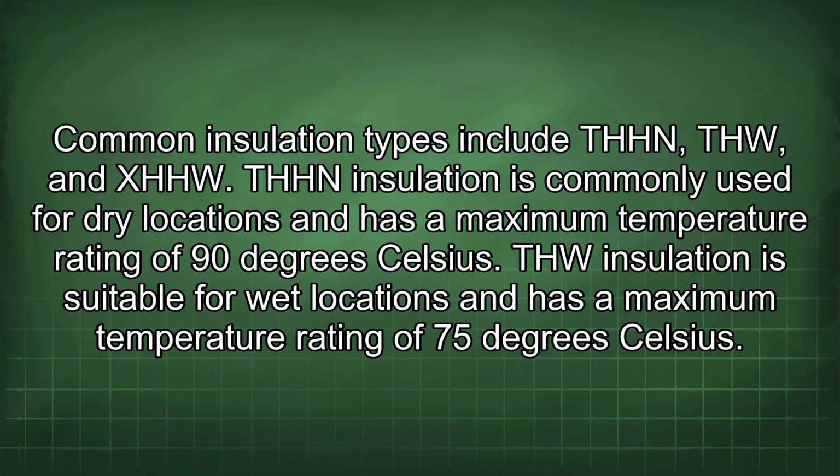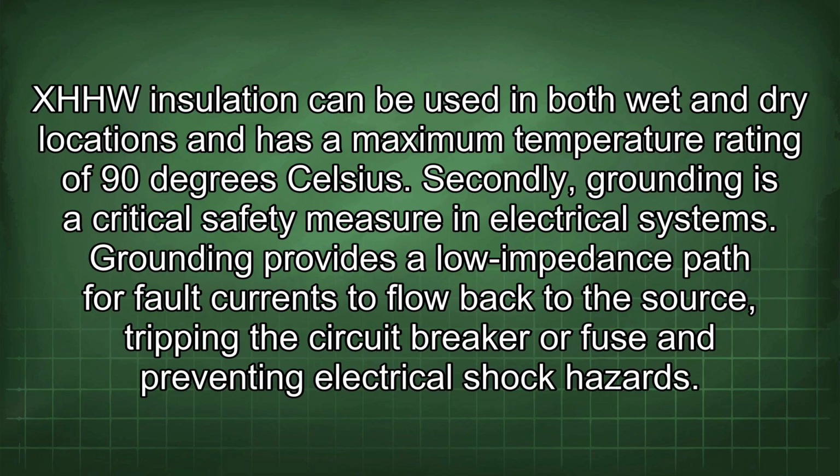THHN insulation is commonly used for dry locations and has a maximum temperature rating of 90 degrees Celsius. THW insulation is suitable for wet locations and has a maximum temperature rating of 75 degrees Celsius. XHHW insulation can be used in both wet and dry locations and has a maximum temperature rating of 90 degrees Celsius. Secondly, grounding is a critical safety measure in electrical systems.